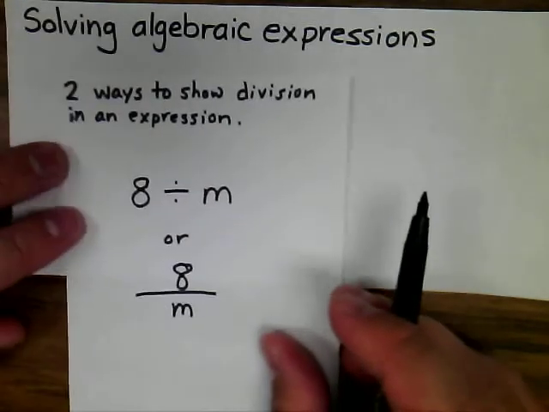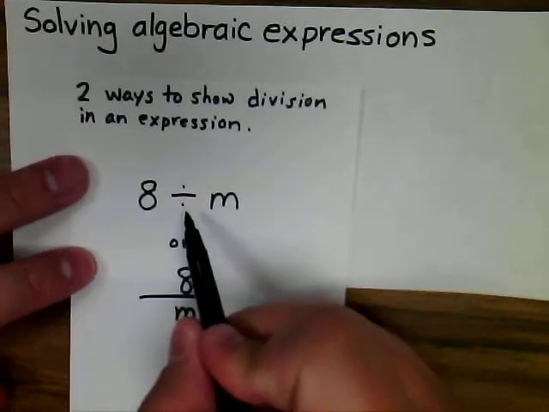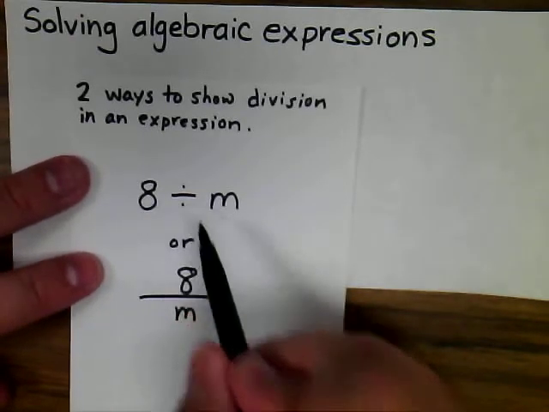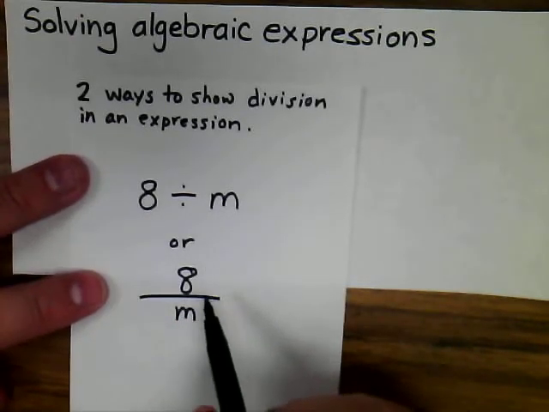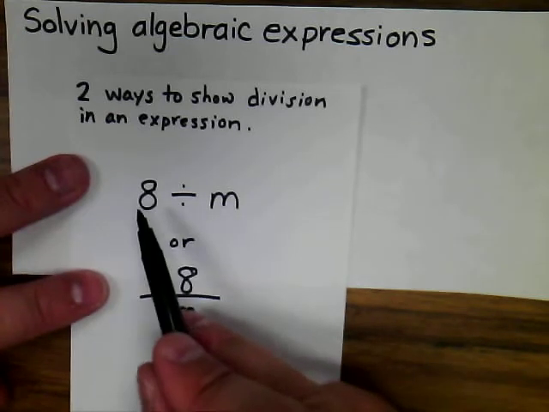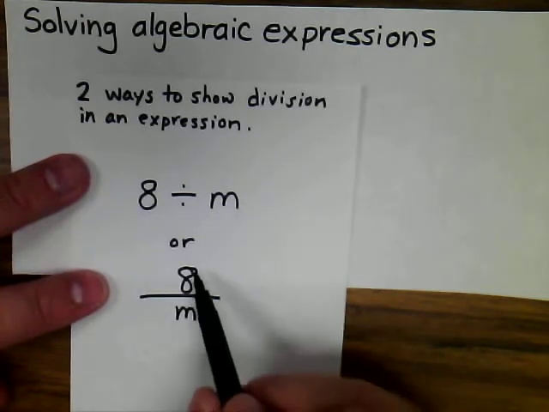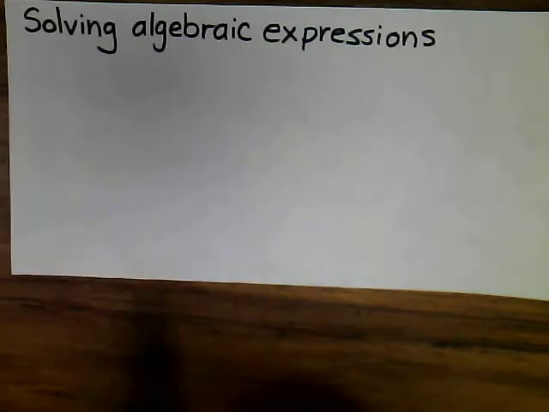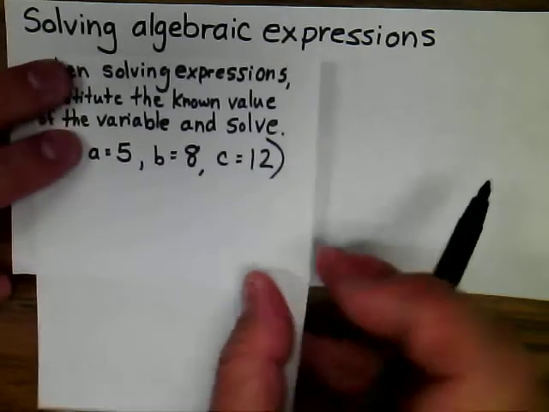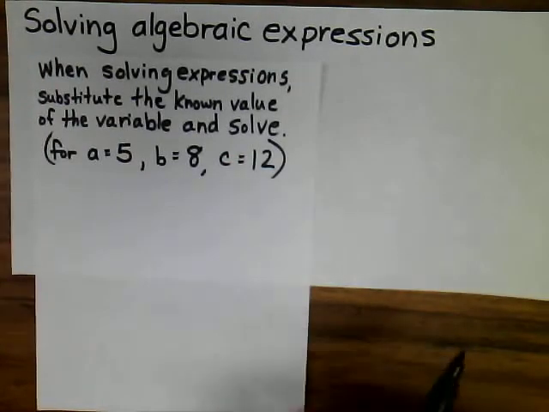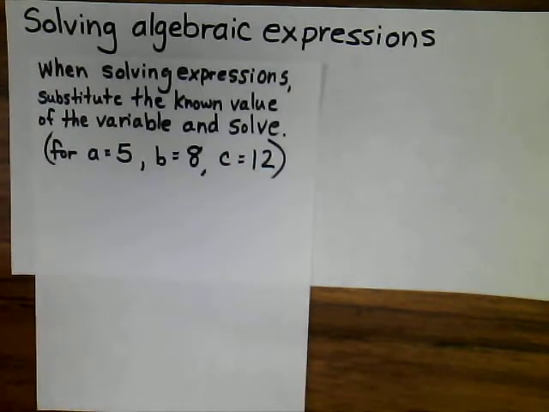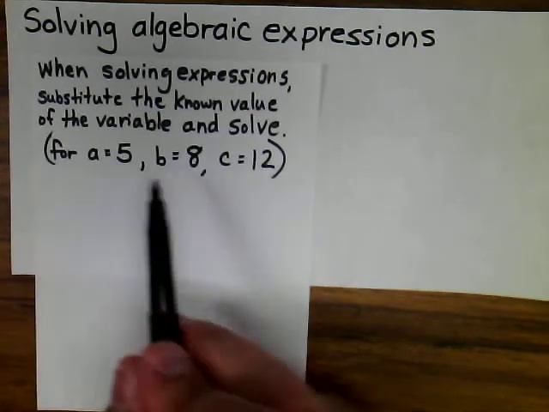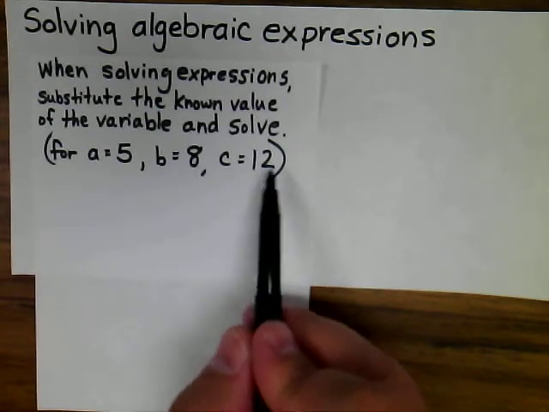There are 2 ways to show division in an expression, using your traditional division symbol, or you could use a fraction bar. So both of these expressions say 8 divided by m, 8 divided by m. Now let's go ahead and recognize that when solving expressions, we want to substitute the known value of the variable and then solve. For the examples we're going to do now, we're going to use a is equal to 5, b is equal to 8, and c equals 12.